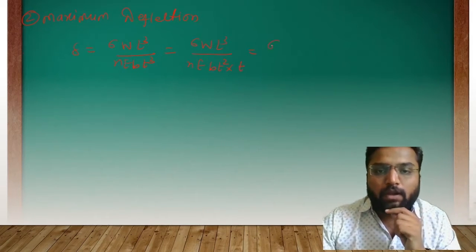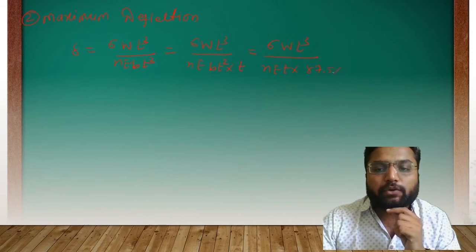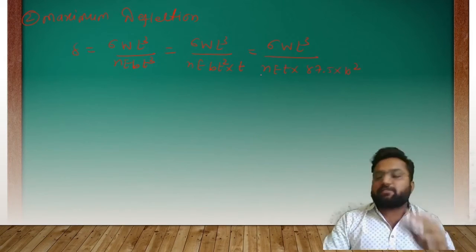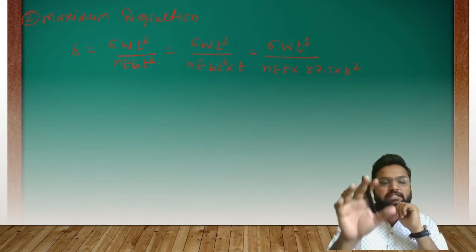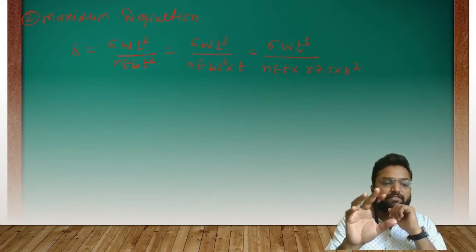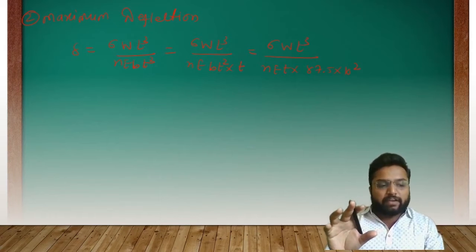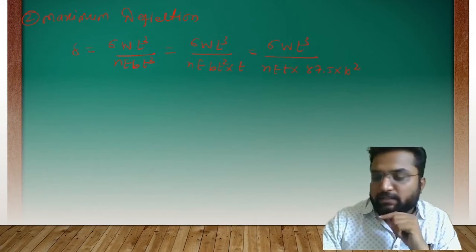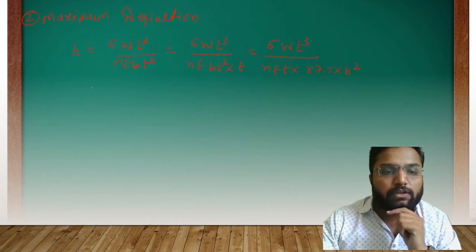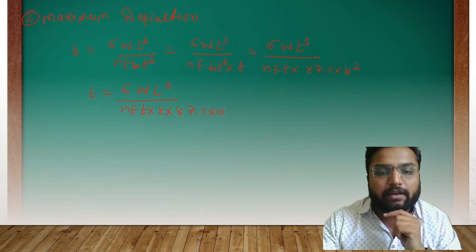So 6WL cube upon nET into 87.5 into 10 raised to 2. Here you can see that we have only one unknown, which is thickness T. So from this equation we can easily find thickness T. Let's put all the values in this. So T will be 6WL cube divided by nE into delta into 87.5 into 10 raised to 2.